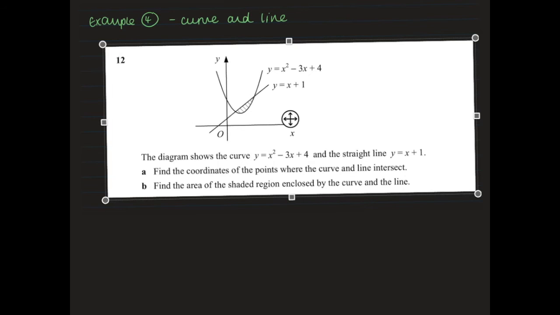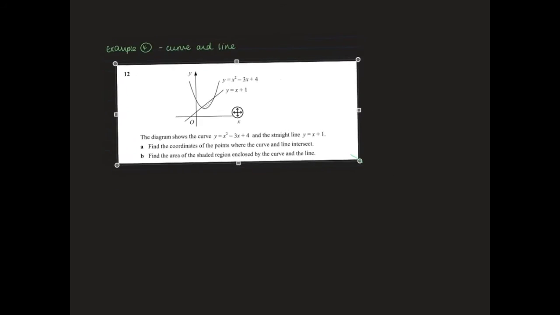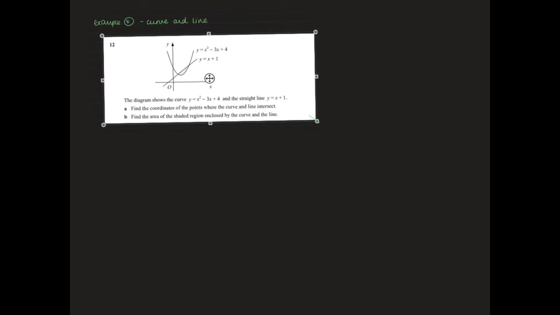In this fourth example, I've got a shaded area between a curve and a line. So the first thing the question asked me to do is to find out the coordinates of the points where the curve and the line intersect. So I know that where they intersect, the curves are equal to each other.